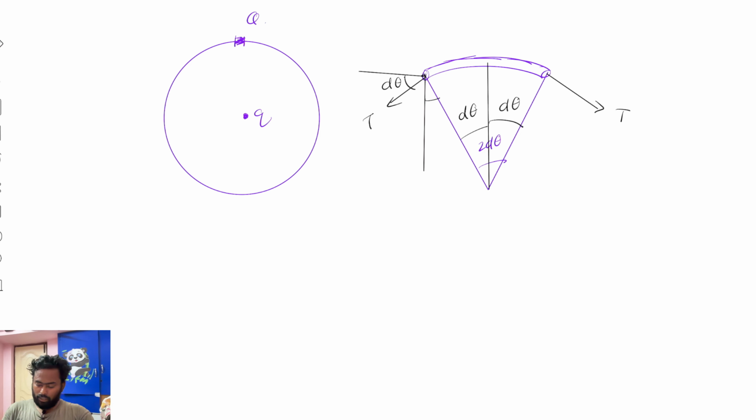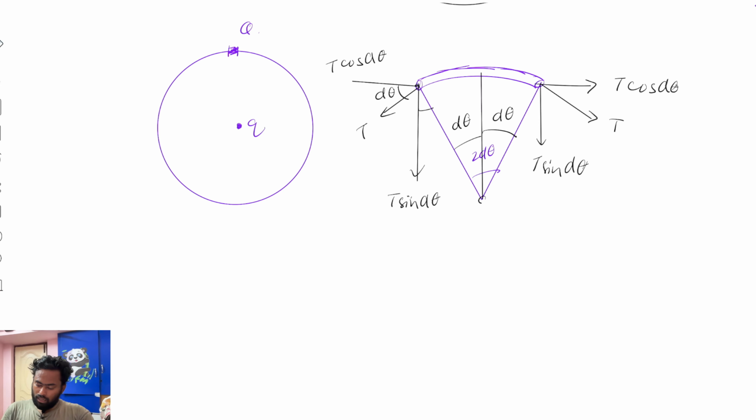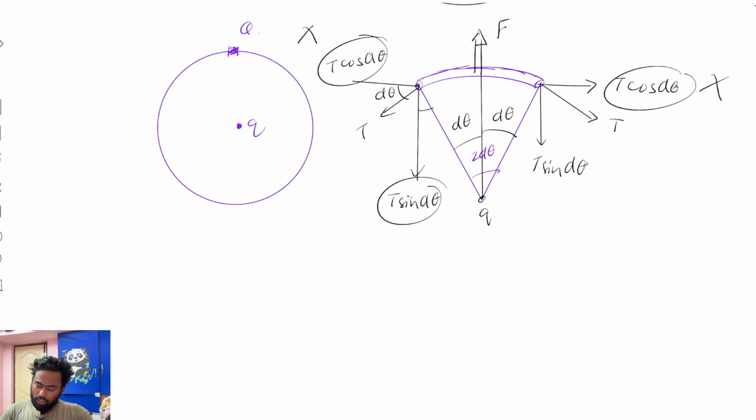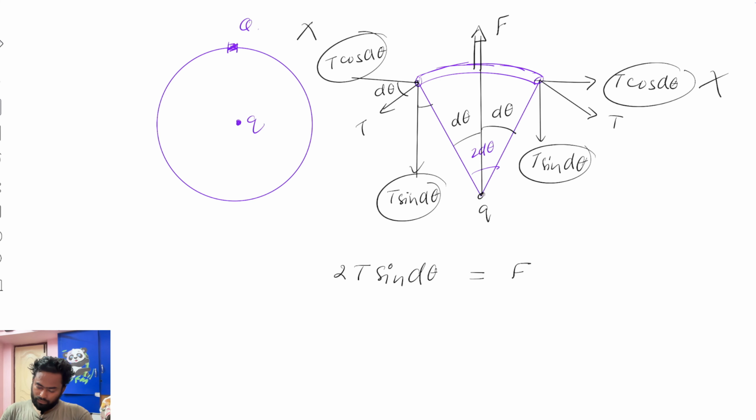Break the component of tension along this side, it will become T cos d theta, and on this side T sin d theta. Similarly, by symmetry, here it will come T cos d theta and downward T sin d theta. The charge at the center will apply a repulsive force on the ring, an electrostatic force. Now see, this one already cancelled. This T sin d theta will become 2T sin d theta, and that will be compared with F. Now 2T sin d theta will be F.